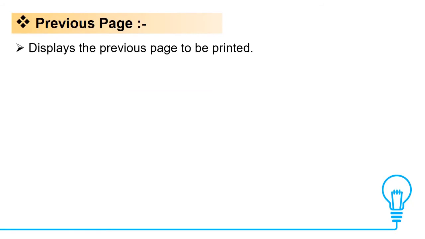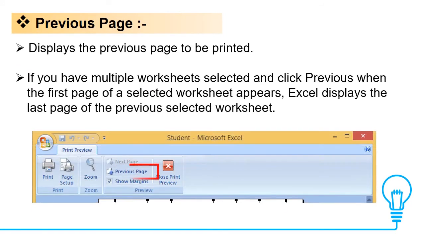Previous page button. Display the previous page to be printed. If you have multiple worksheets selected and click Previous when the first page of a selected worksheet appears, Excel displays the last page of the previous selected worksheet.